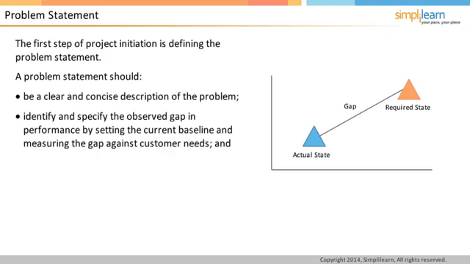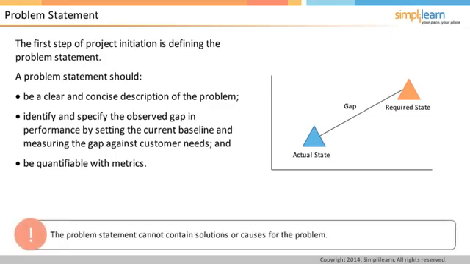It should indicate the current performance state of a process and the required performance state completely derived from customer requirements. A problem statement should be quantifiable. This means it should have specified metrics including the respective units. Please note that the problem statement cannot contain solutions or causes for the problem. In the next screen, we will discuss the is or is not template.